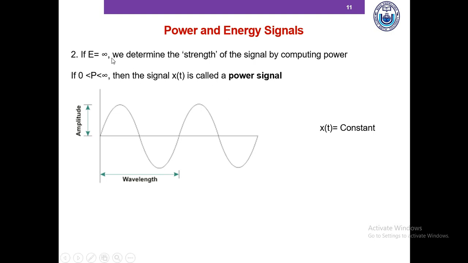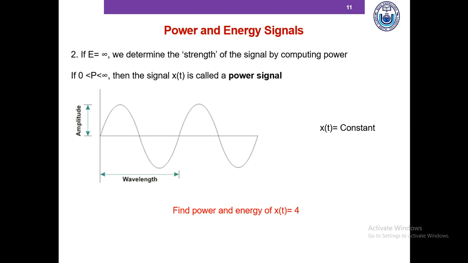Now if E equals infinity, we cannot determine the strength of the signal by computing energy anymore, because energy is infinity. Instead, we do it by computing the power. So if for a signal the power is finite, then the signal is called a power signal. So for power signals, power is finite, but energy is infinite. So x of t equal to constant is an example of a power signal.